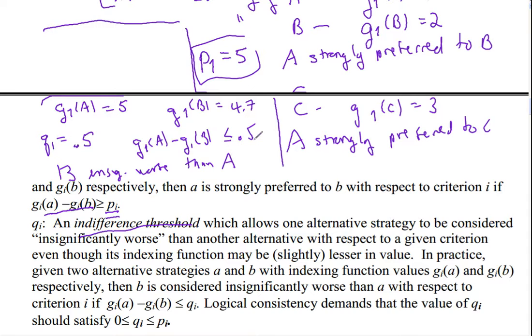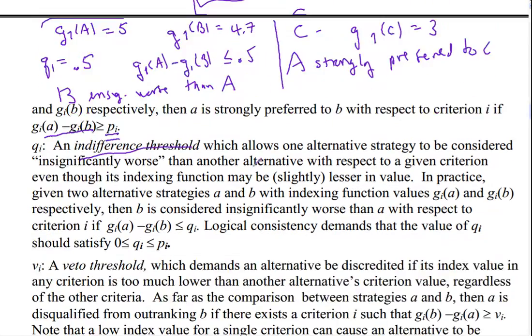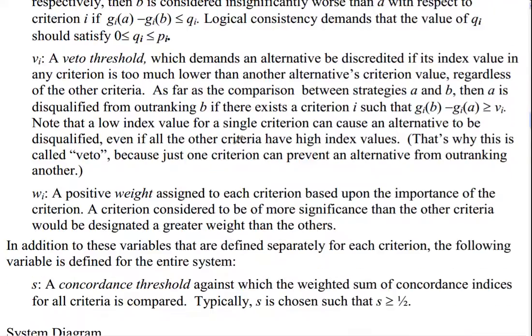In other words, the difference is so small that there's really no reason to recommend A over B as far as this criterion is concerned. Now there's another threshold called a veto threshold, which says that if one alternative is so much worse than another, we can simply say that the second alternative is disqualified from consideration.